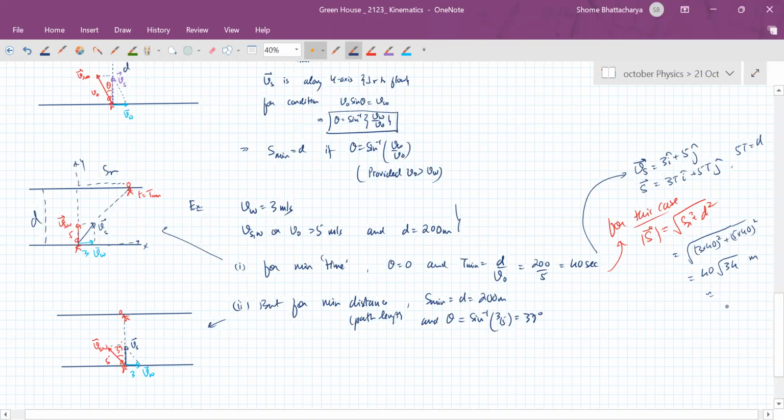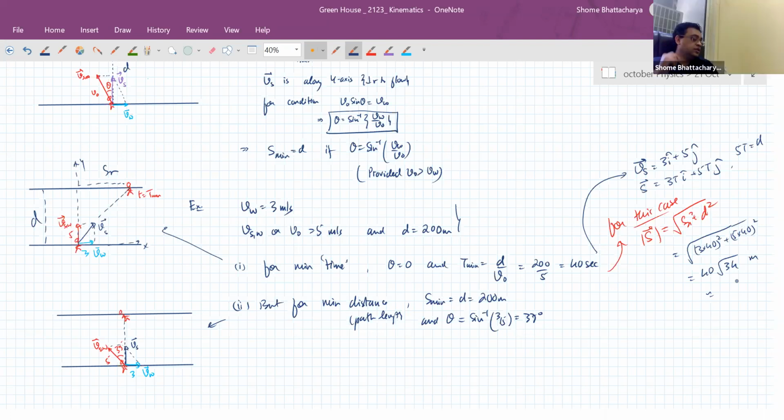Sir, what would be the case for minimum displacement when the velocity of the swimmer is equal to or less than the velocity of the river? So see, when the velocity of the swimmer is equal to, or it can even be, for example, less, in that case the minimum path length thing is more complicated. It is not going to be d. It's going to be greater than d because he cannot cut the drift, and that's why that part is more critical.